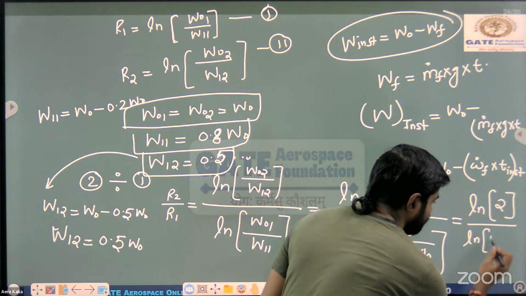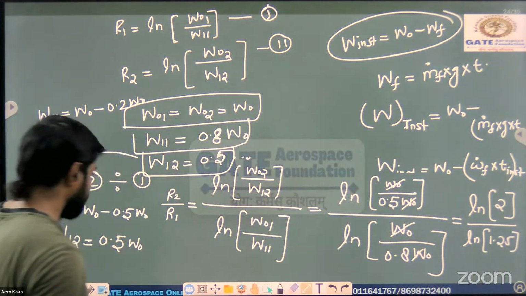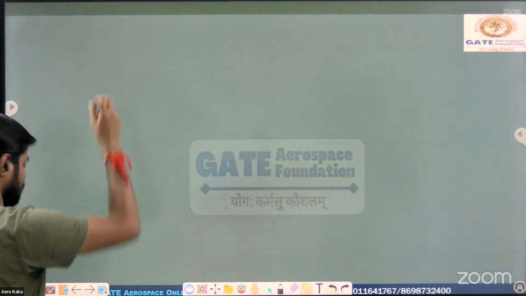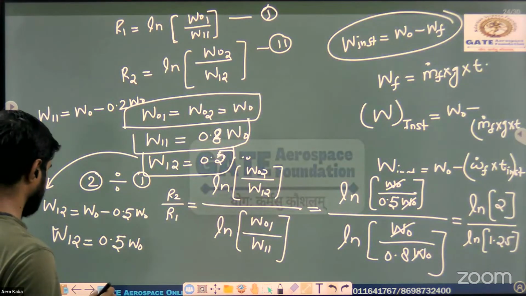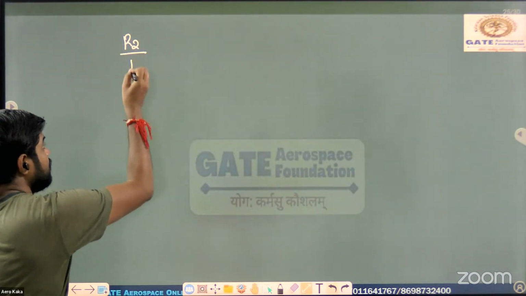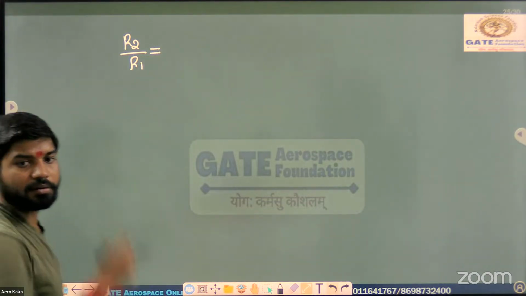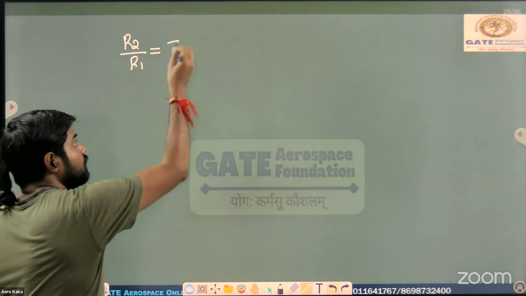ln of 1.25. Please calculate and let me know how much you're getting. 3.106. 3.10628. Just a minute. R2 by R1. How much you're getting? 3.10628.